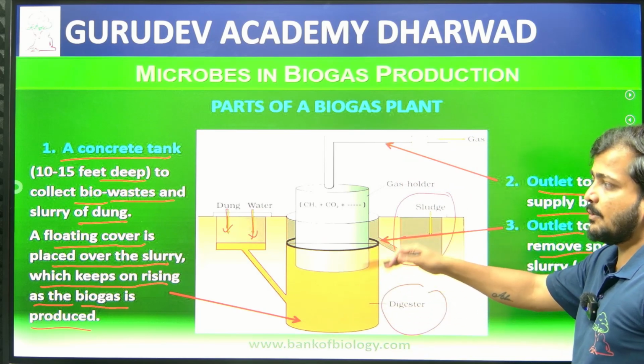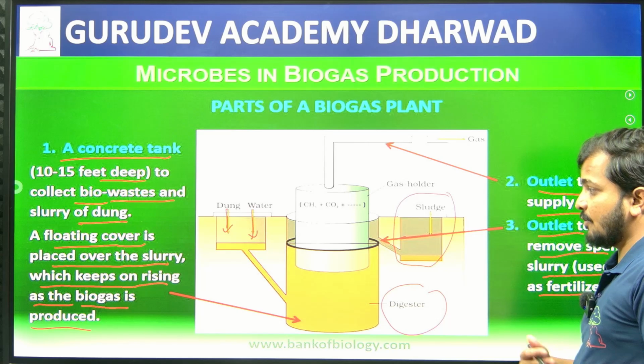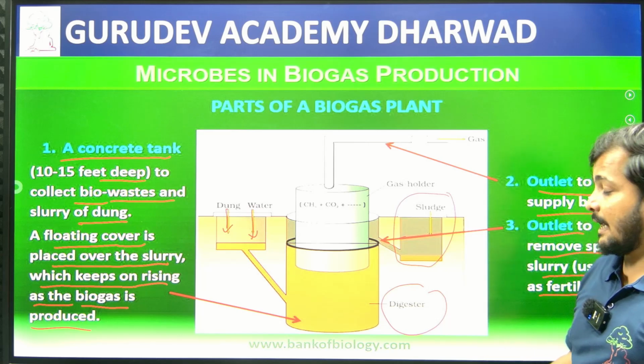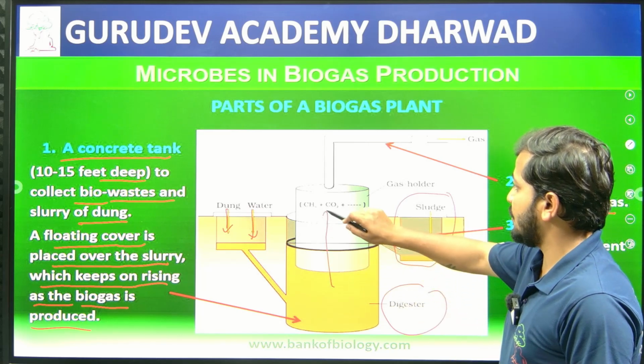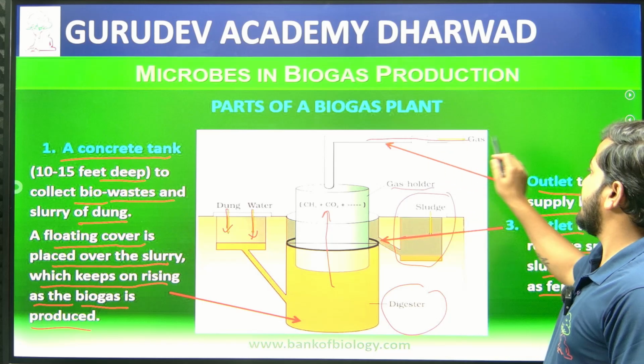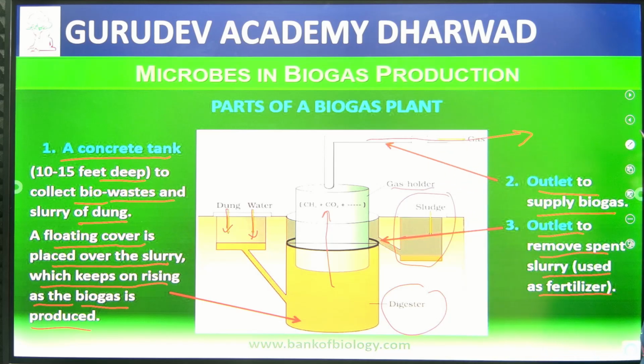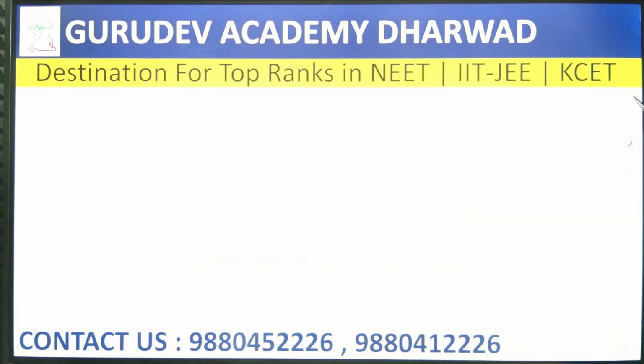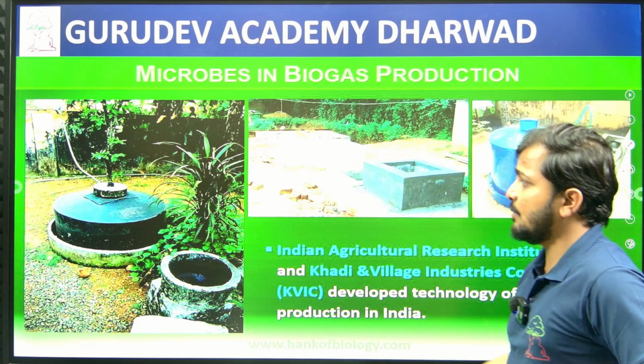There the overall procedure of methane production takes place, and that passes on to the gas holder. From the gas holder it can reach all the places where we are preparing food or using it for lighting purposes.